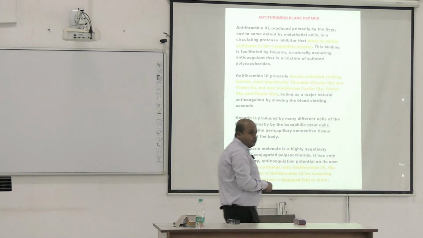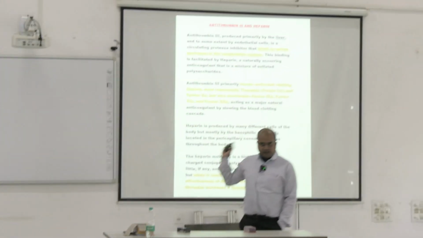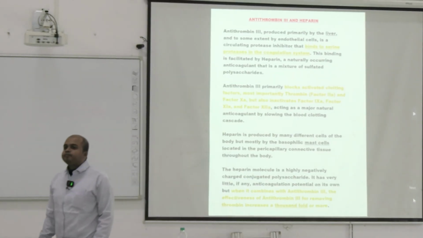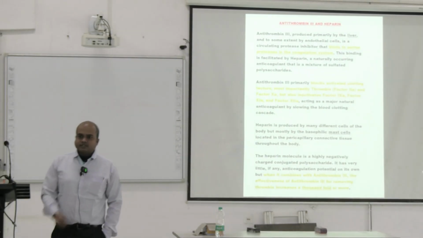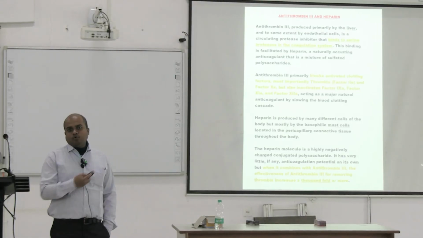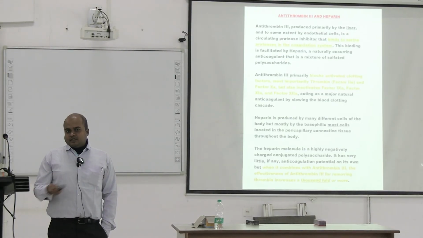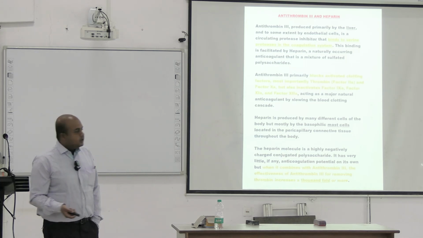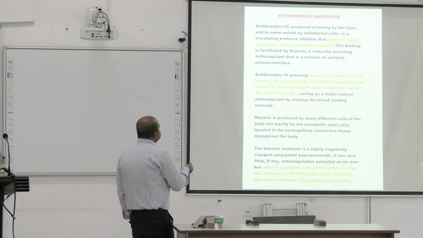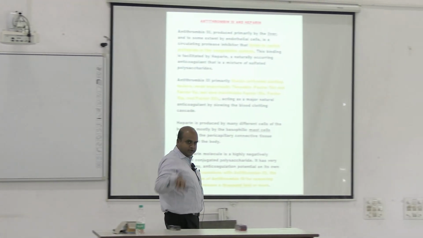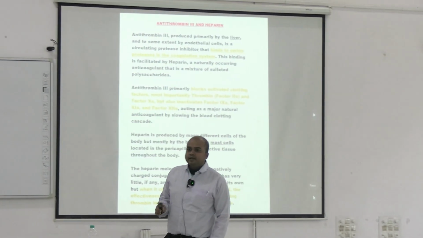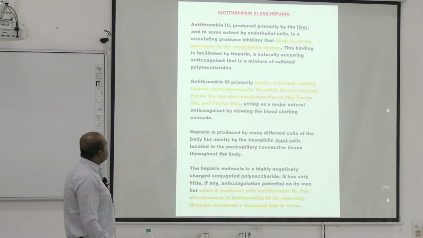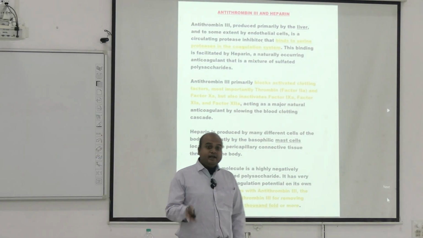Right? Antithrombin III and heparin, I have made it as a separate heading. We have spoken of thrombomodulin, we have spoken of these antiplatelet substances, endothelium derived, this enzyme and this PGI2, prostacyclin. Antithrombin III is one substance which is produced by the liver and it is circulating. Chemically it is a serine protease inhibitor, a circulating protease inhibitor. It binds to serine proteases. So binding is facilitated by heparin.